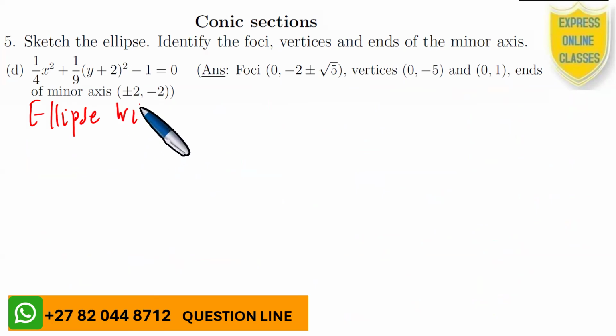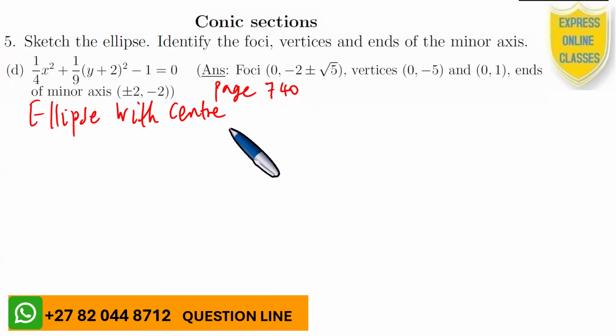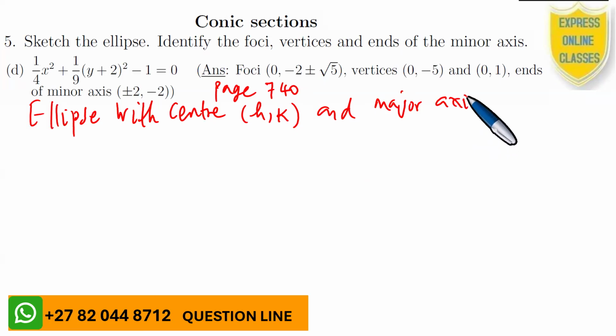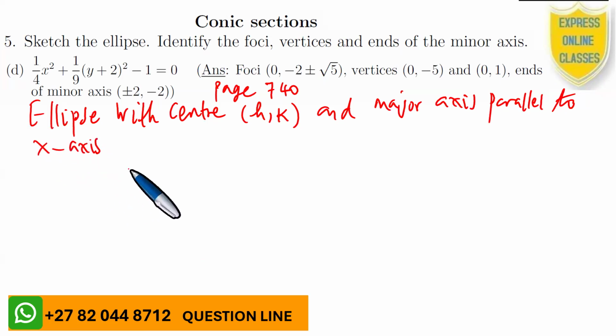There is what we call the ellipse with center. This one is from the textbook, from page 740. I'm taking it verbatim as it is. So now the ellipse with center h and k and major axis parallel to the x-axis. This is how we introduce one of the equations.